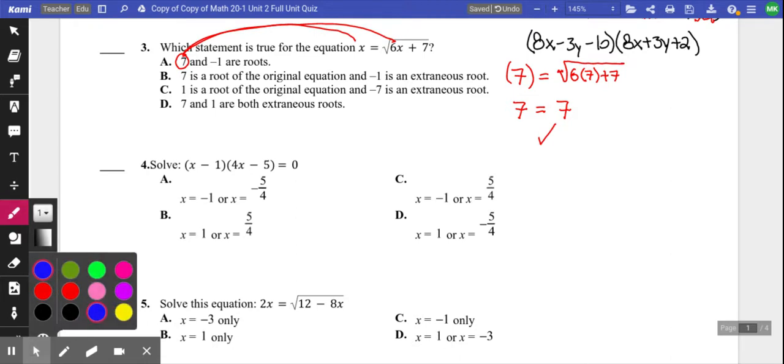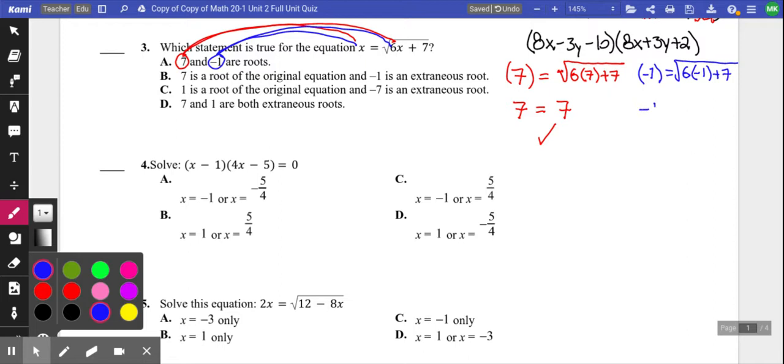Awesome. The second part is that -1 is a solution. Well, put -1 into the original question and see if it works out. When I put -1 into the original question, I get 6 times -1 plus 7. That gives me -1 on the left side. On the right side, I get the square root of 1, which equals 1. Notice that one of them is negative, one of them is positive. That means -1 did not work. In fact, it is an extraneous solution.